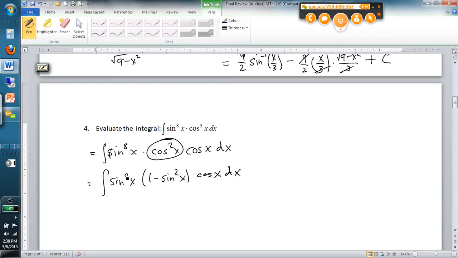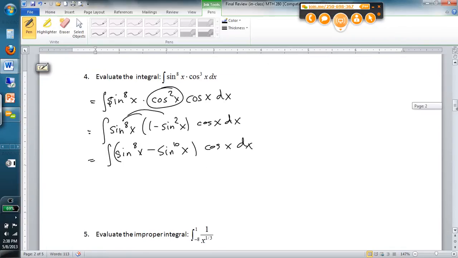Because here's what happens. Distribute the sine to the 8th, so it would be the integral of sine to the 8th x minus sine to the 10th x times cosine x dx. And what is now our next u substitution, right? Now we say u is the sine of x. So du would be cosine dx.